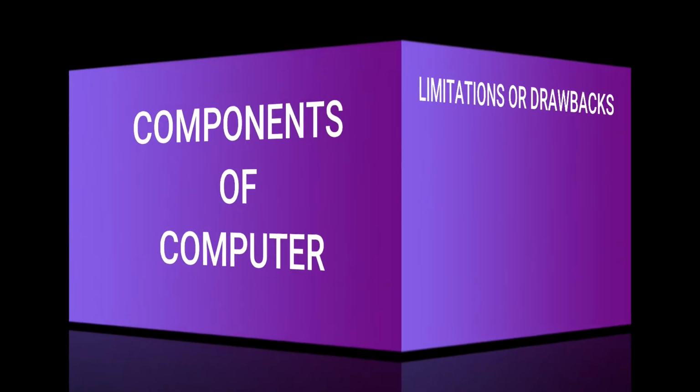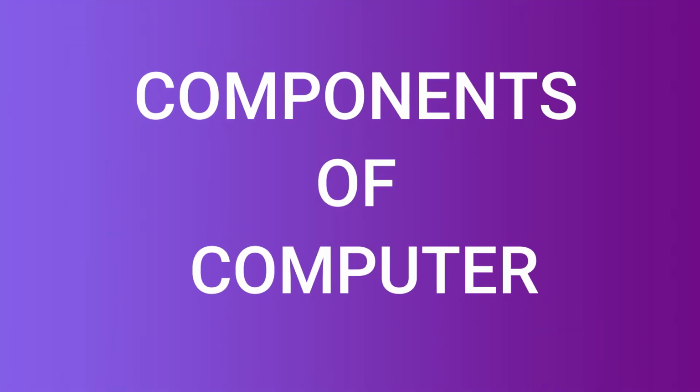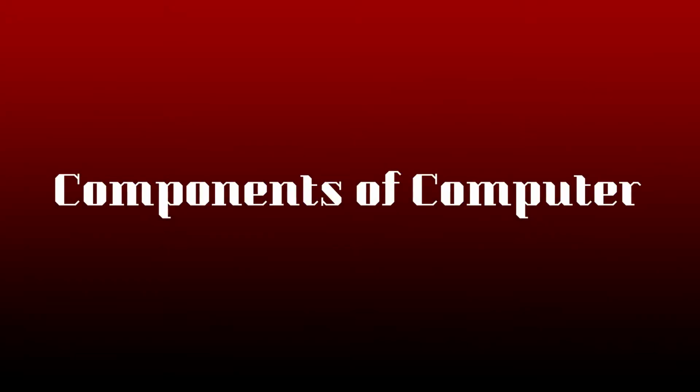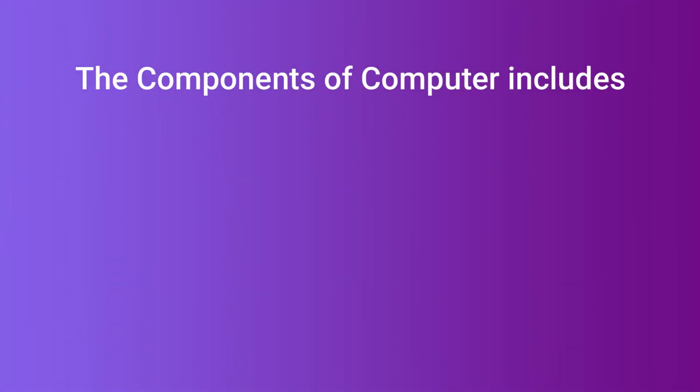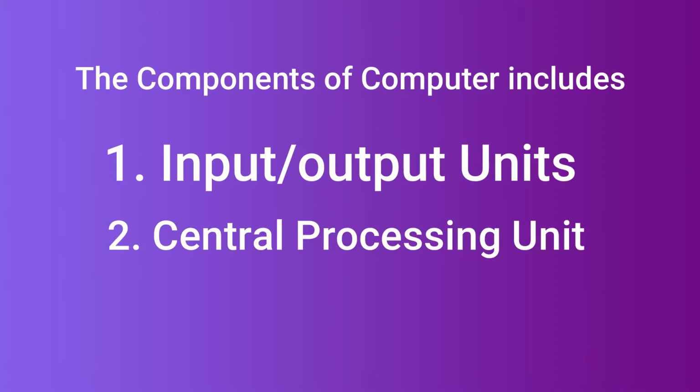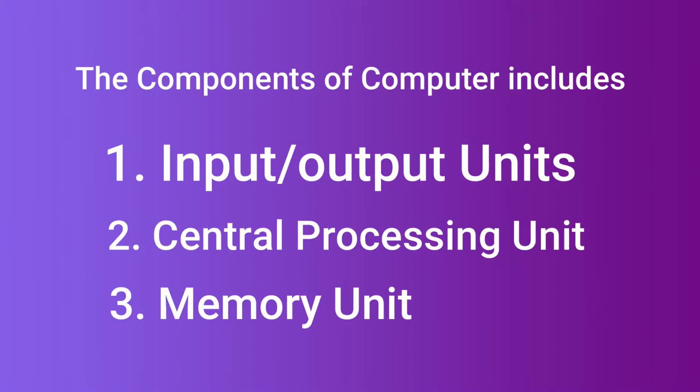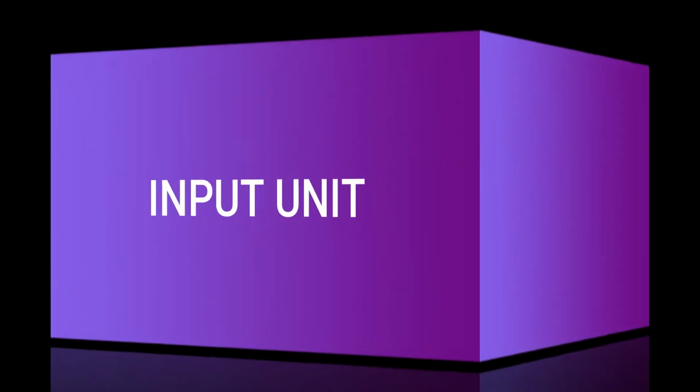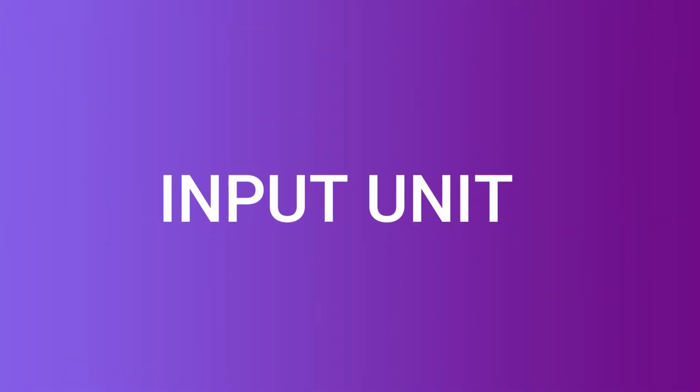Now, let's come to the next topic, which is the components of computer. Components refers to the parts from which a computer is made. The components of computer include input-output units, central processing unit, and the memory unit. Now let us know about the first component, that is the input output unit.